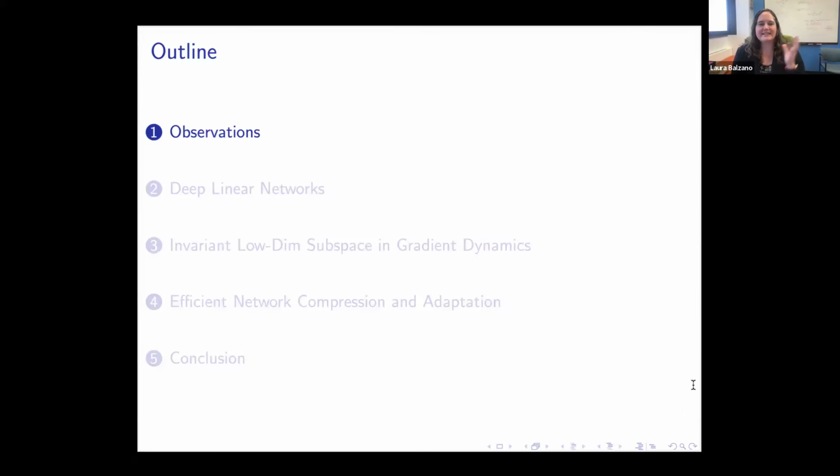All right, so to get into the work I'm going to share today, I'm just going to start with some observations from both nonlinear networks and then the last one, a linear network. I'm going to talk about deep linear networks, and try to motivate why they're interesting, not just because they're a little easier to analyze mathematically, but they seem to have useful properties as well. And then I'll talk about the theory that we've developed on invariant low-dimensional subspaces in the gradient dynamics for deep linear networks. Then I'll talk about applications in network compression and network adaptation, and that'll be the end of it.